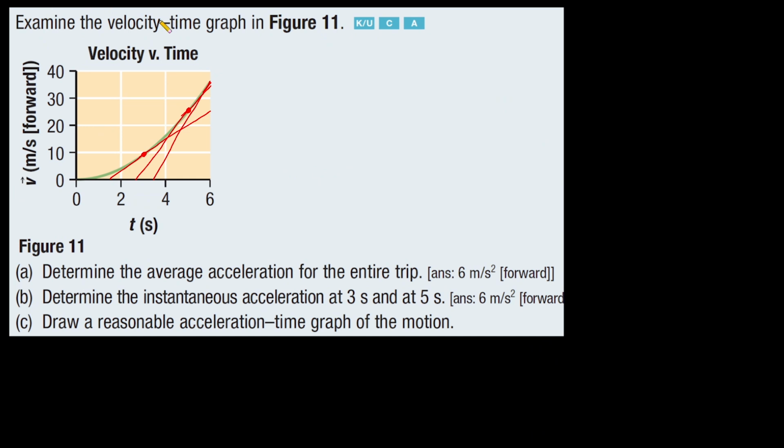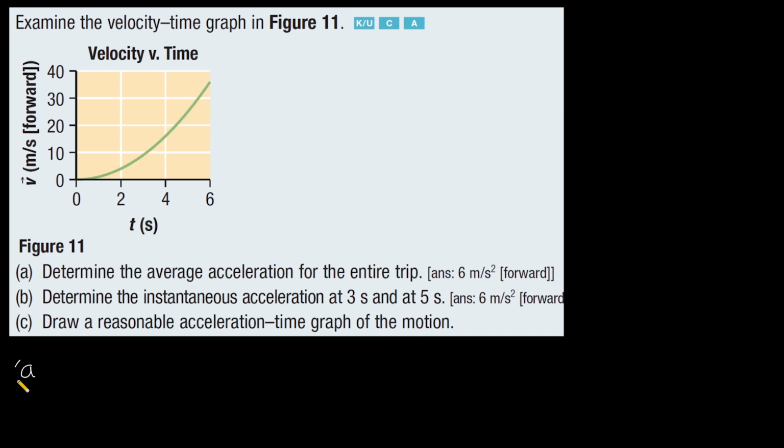Question. Examine the velocity time graph in figure 11. So this is a velocity time graph. A. Determine the average acceleration for the entire trip. B. Determine the instantaneous acceleration at 3 seconds and at 5 seconds. C. Draw a reasonable acceleration time graph of the motion.